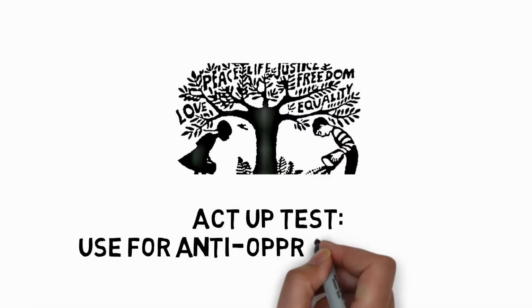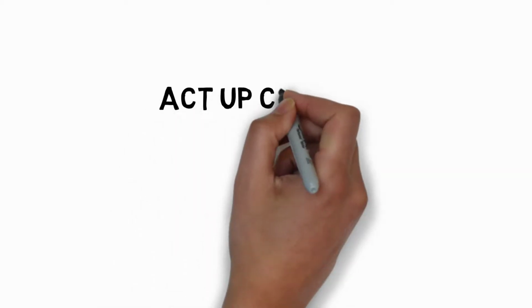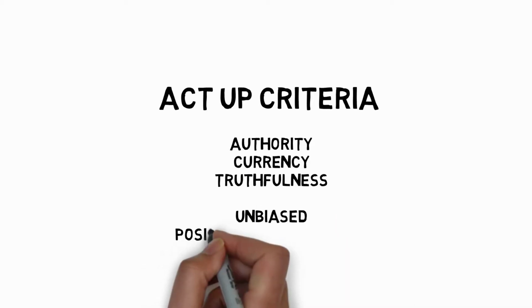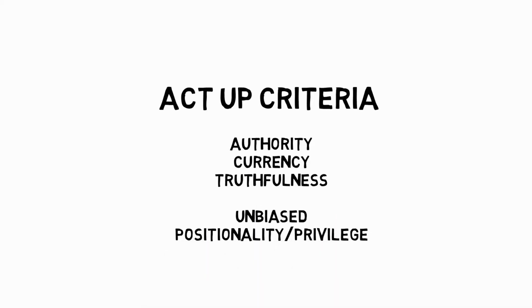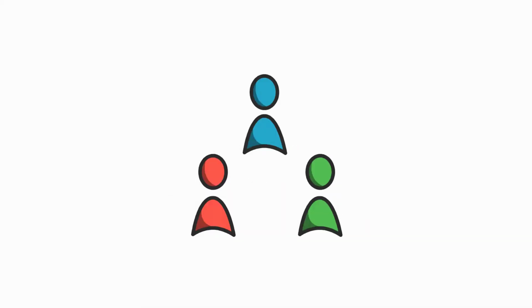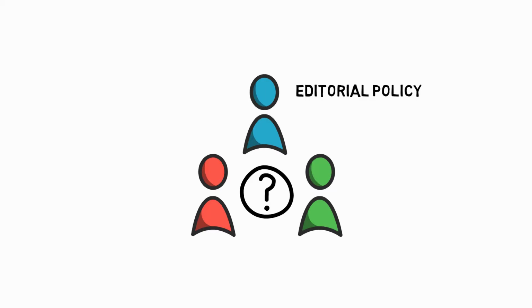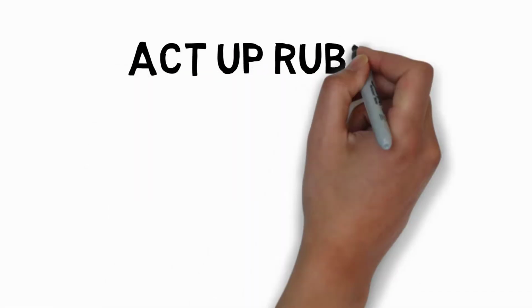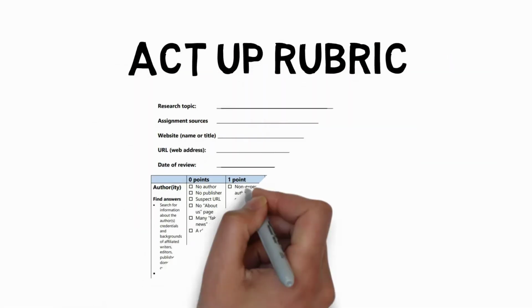The ACT UP test is designed to support anti-oppression work. Each of the 5 criteria, authority, currency, truthfulness, unbiased, and positionality and privilege, represent complex approaches to thinking about information and involve searching for details that may or may not be available. The ACT UP Test Rubric is designed to simplify the application of this test and make it easier to identify bias in sources.